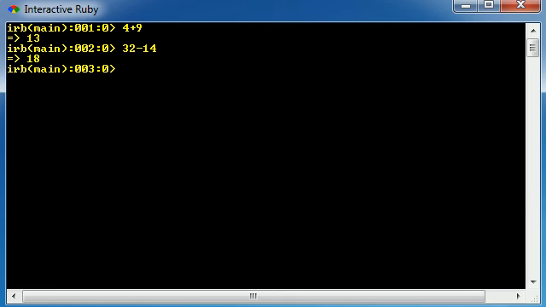Now, anytime you want to multiply two numbers in Ruby, you have to use the asterisk on your keyboard. The asterisk is a little symbol above the 8 on your keyboard. So 4 times 6 would be 4 asterisk 6, which is 24.